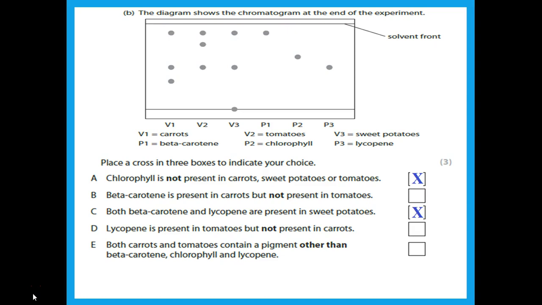Statement E says both carrots and tomatoes contain pigment other than beta-carotene, chlorophyll, and lycopene. Beta-carotene, chlorophyll, and lycopene are P1, P2, P3. And he's saying that carrots and tomatoes, that is V1 and V2, have spots that are not the same as any of the P's. So V1 has a spot down there that's not the same as P1, P2, P3, and V2 has a spot in the middle somewhere that's not the same as P1, P2, P3. So this statement is correct. Are we okay?